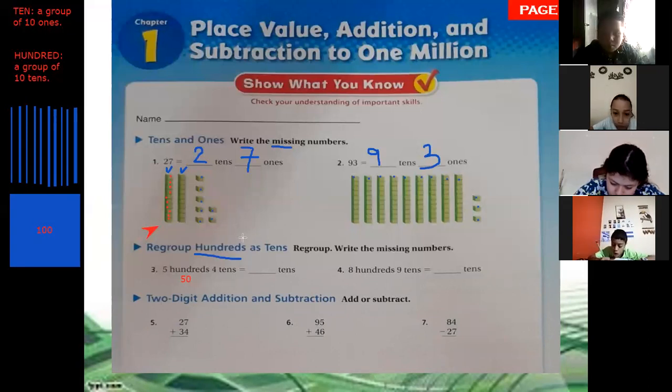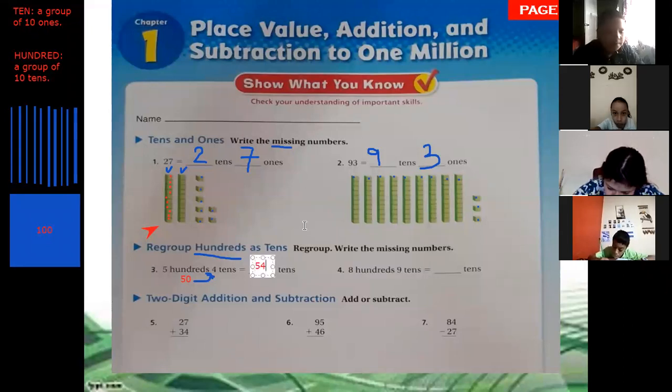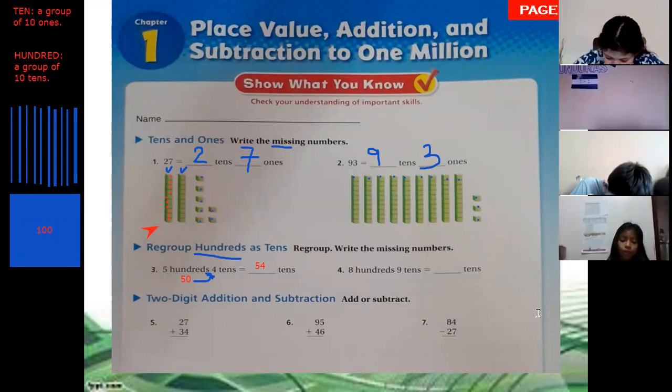But to these, we have to include these other 4 tens. So in 504 tens, there are how many tens? 54. 54, exactly. Because we have to regroup 500 into tens, which equals 50. And also we have to add the 4 tens that we have there.